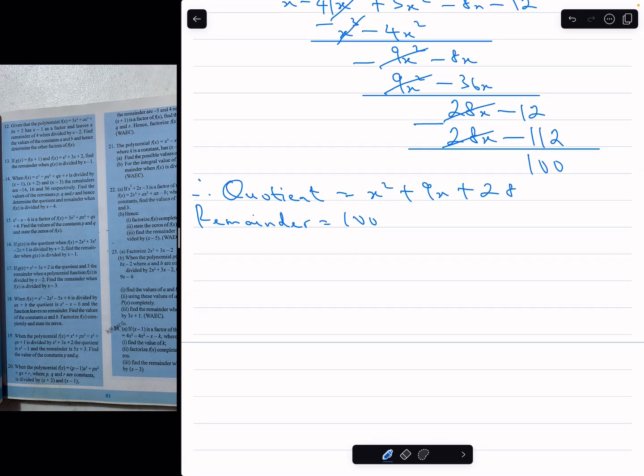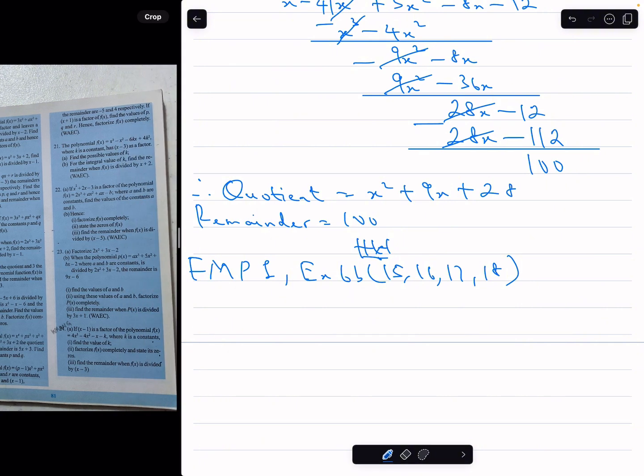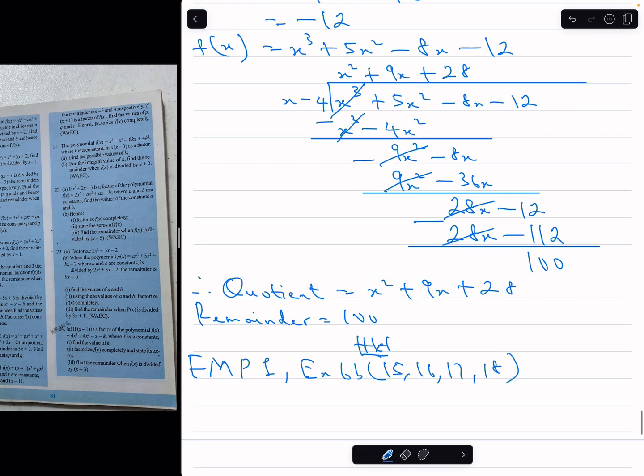So do this as an exercise. Do this as a homework actually. FMP 1, exercise 6b, questions 15, 16, 17. Okay, 15, 16, 17, yeah, that's it. All right, that's it. Very, very simply. Do it and send it to me.